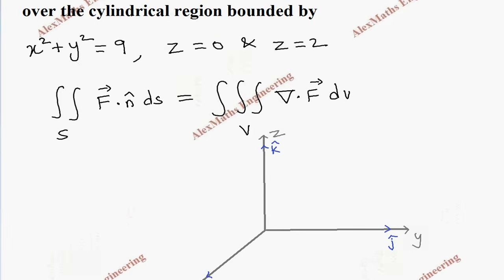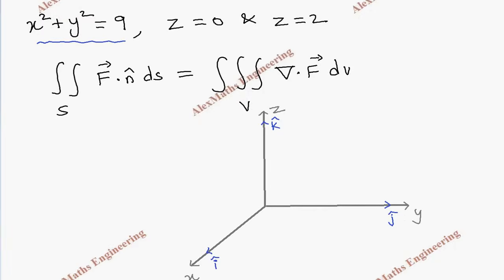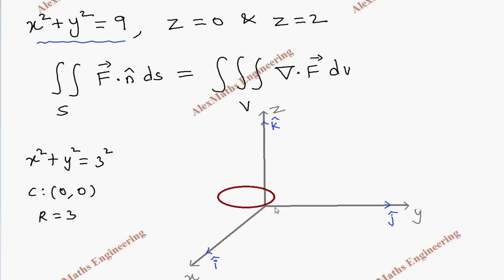Now coming to the equation, we have x square plus y square is equal to 9. So this is a circle. X square plus y square is equal to 9 is 3 square, so its center is 0, 0 and radius is 3. So we have a circle with the center origin and radius 3 units, something like this in the xy plane.